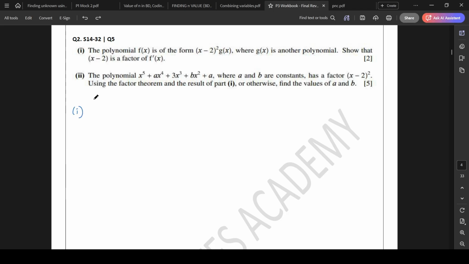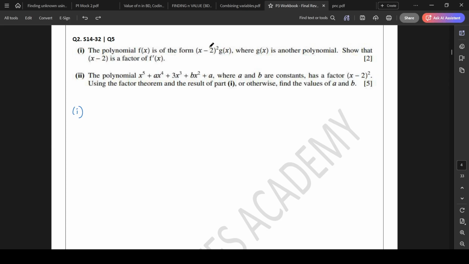They are giving us the polynomial in the format of (x minus 2) the whole square times g of x, where g of x is another polynomial altogether. We have to prove that x minus 2 is a factor of f dash x. Now I clearly know that with the help of the factor theorem, I need to put the value of x equal to 2 in my f dash x. And only then, if f dash of 2 comes out to be equal to 0, can I say that x minus 2 is a factor of this particular f dash x polynomial.